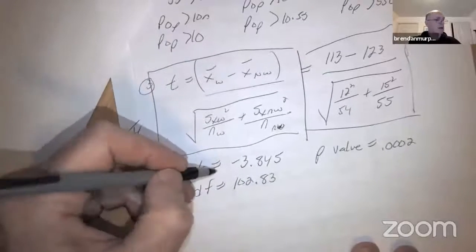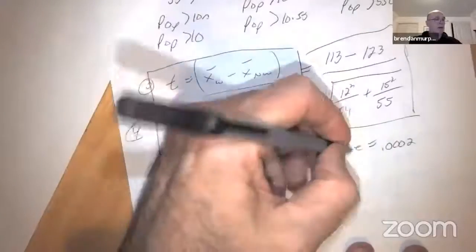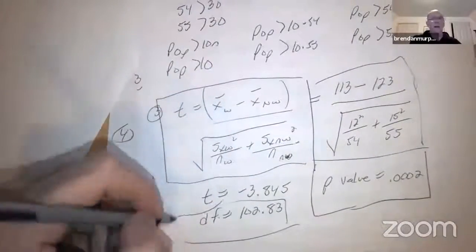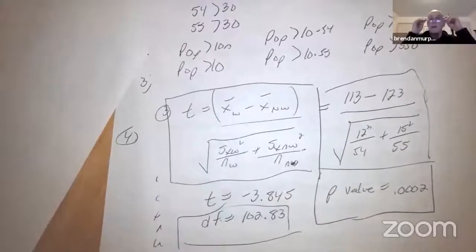Okay, so I wrote down the t-statistic, my degrees of freedom, and my p-value. The p-value is really pretty small, so I think I know what I'm going to do here. But where the heck did this number come from? 102.83. That's a weird number for degrees of freedom.